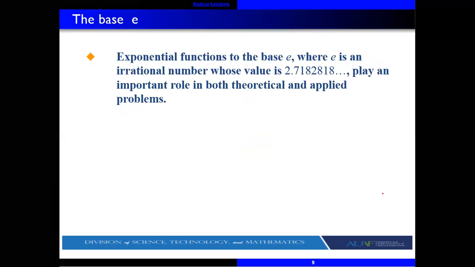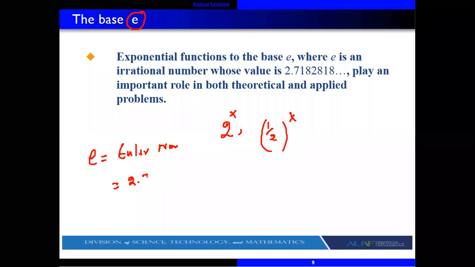Okay, then one another thing. So far we discussed the constant numbers like 2 power x and 1 over 2 power x. We have one another number that's called Euler number, e. E is called Euler number, and the value of e is 2.71. You have e in the calculator.